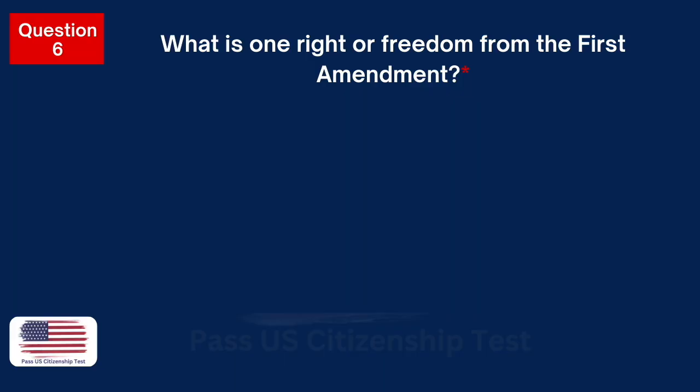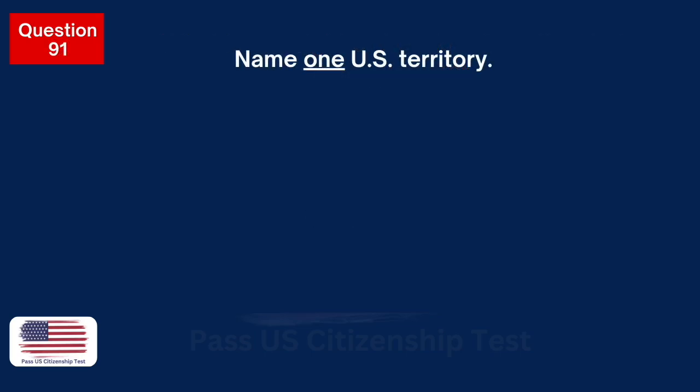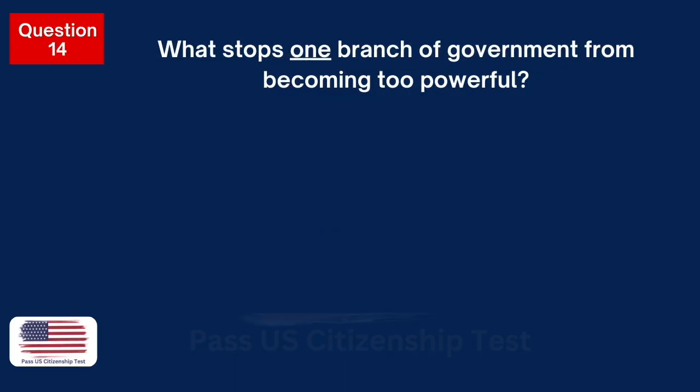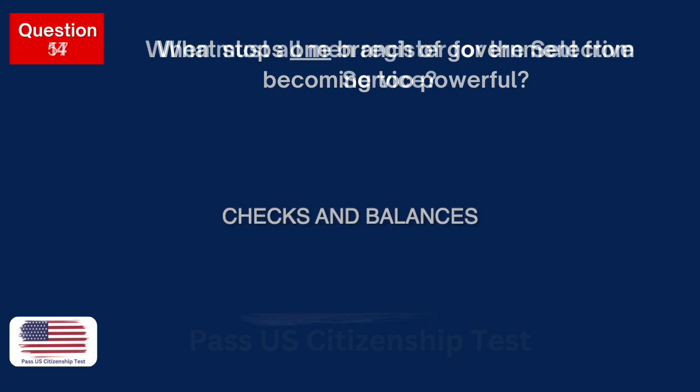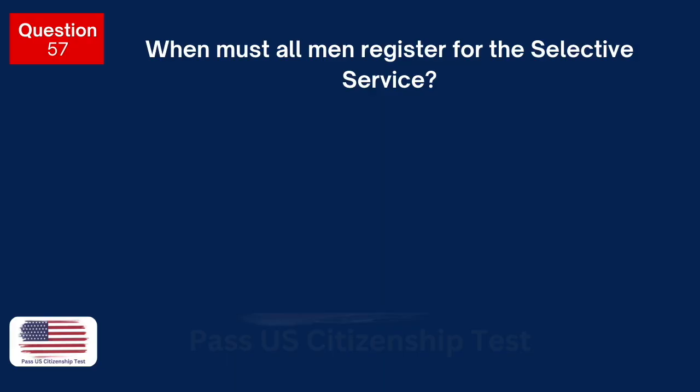What is one right or freedom from the First Amendment? Speech. Name one U.S. territory. Guam. What stops one branch of government from becoming too powerful? Checks and balances. When must all men register for the Selective Service? At age 18.